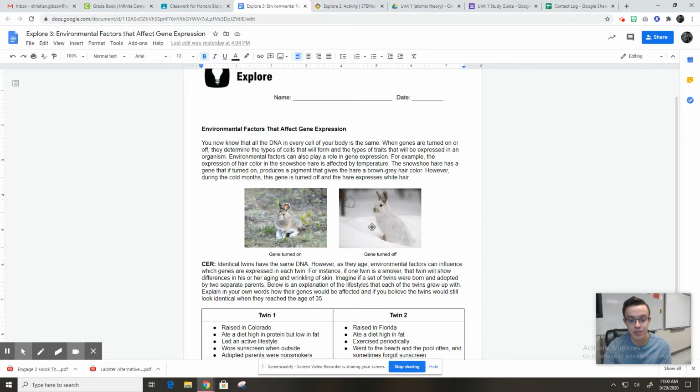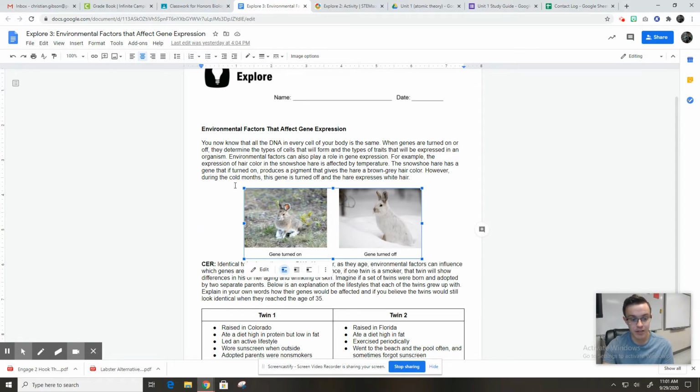So here we have two different pictures. We've got the snowshoe hare that when it is warm out and when there's no snow on the ground, it has a brownish gray color to its fur. And when it is snowy, so during the winter, it has white fur. Now these are the same organism, same individual here, okay?